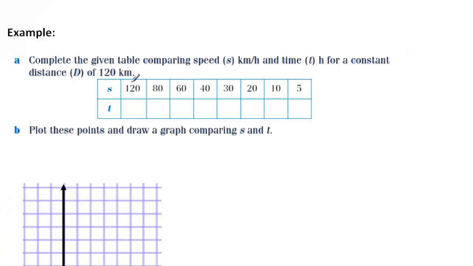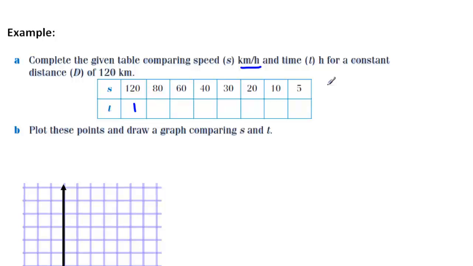Here we go, where it works. It says complete the given table, and we've got the speed. Notice the speed is getting less, and what we're saying here is that as the speed goes to 120, then the time would be, now remember, 120 kilometres is what we're travelling, and if we're travelling at 120 kilometres per hour, obviously it would take 1 hour to travel that distance. How has that worked out?